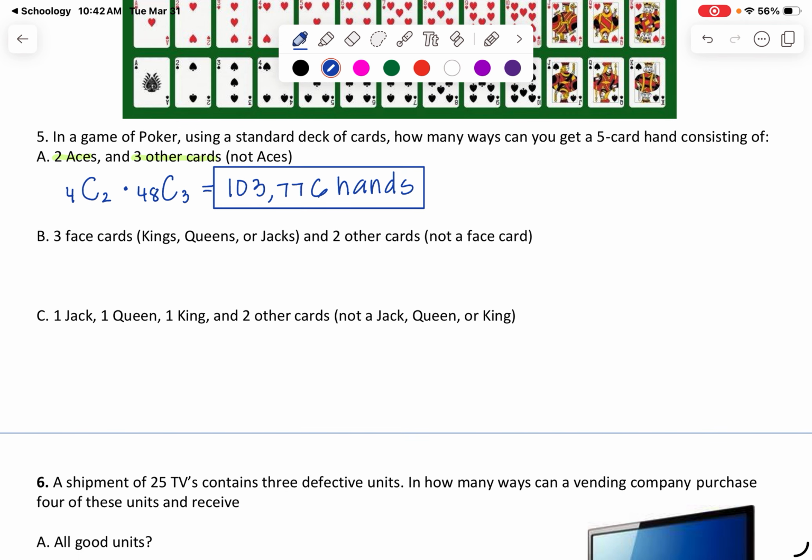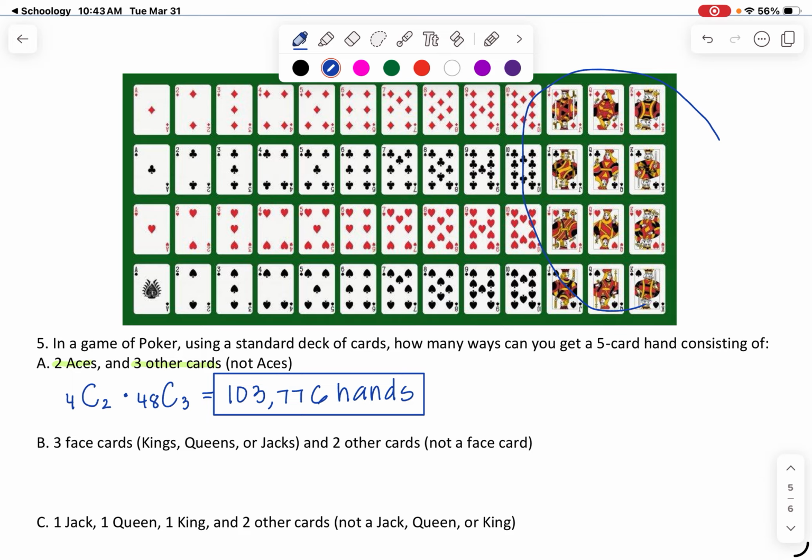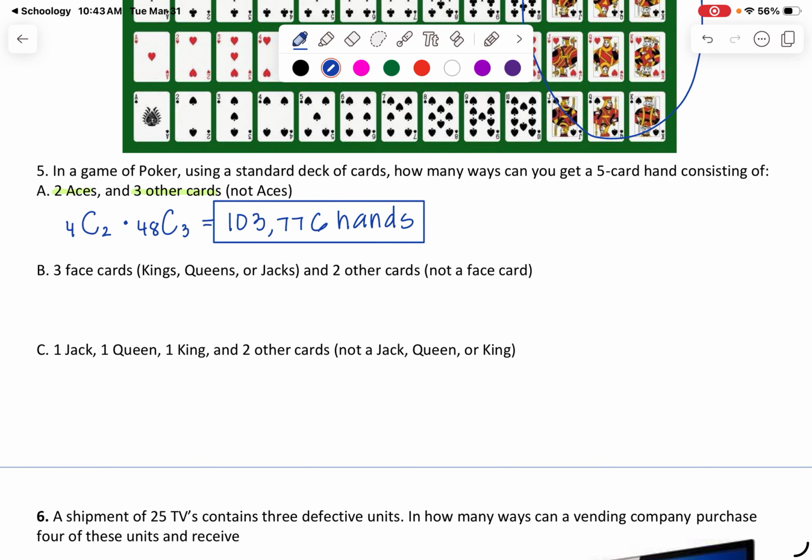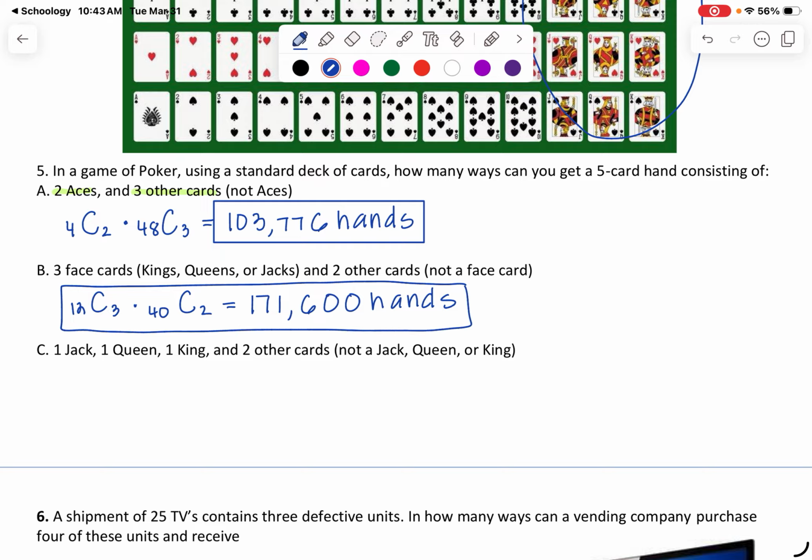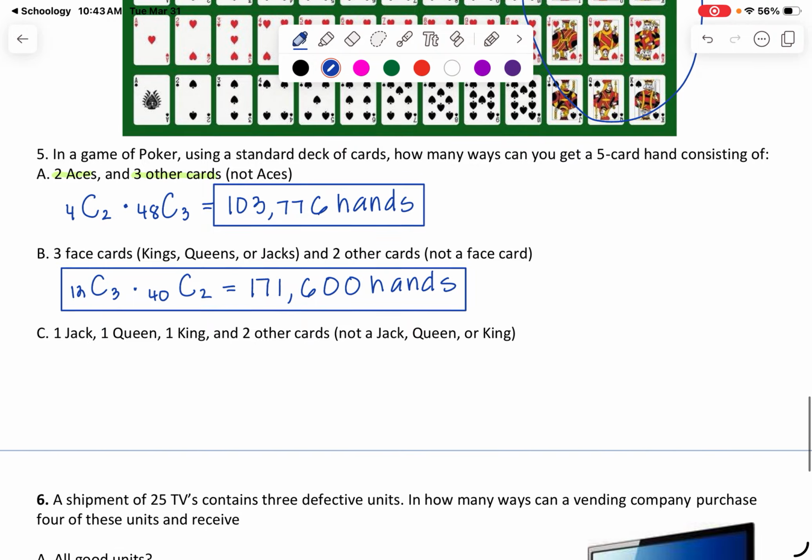All right, 3 face cards, which is the jack, queen, and king. These are your face cards right here. So how many different ways are there to get 3 face cards? If you look, there's 12 of them, so 12 choose 3, and 2 other cards. Not including those 12, 52 minus 12 is 40, so we've got 40 left over, and you're choosing 2 more because you need to make 5 cards total. Put that in your calculator and you get 171,600 hands that have 3 face cards. Not 3 of the same face card, just 3 face cards, period.